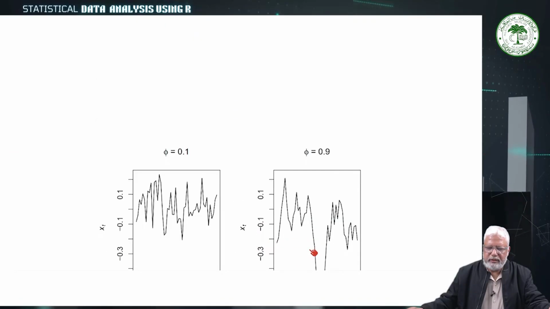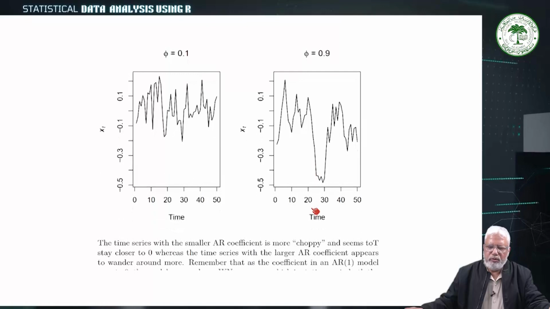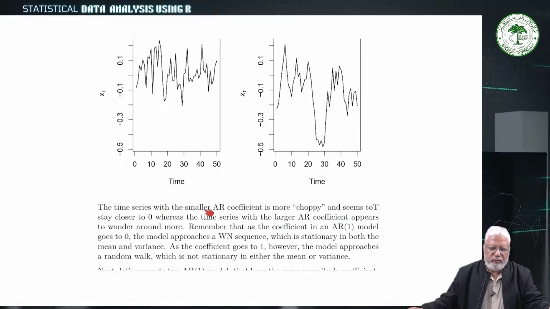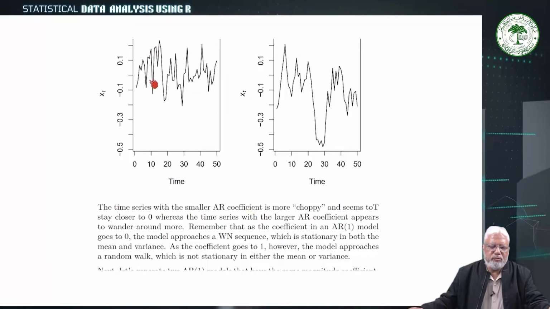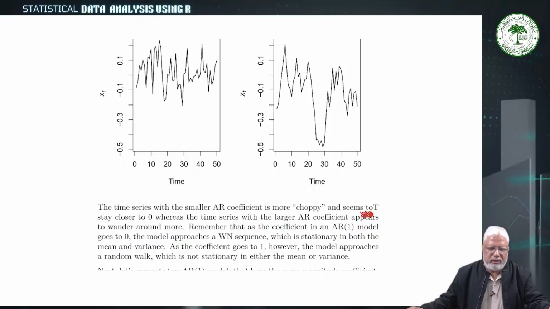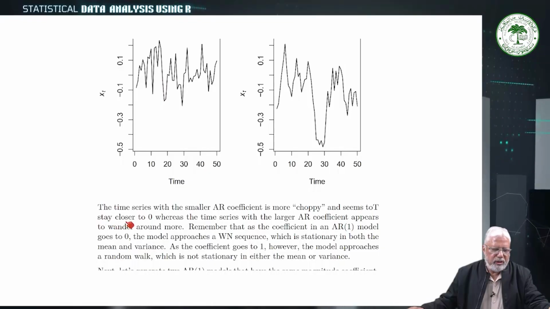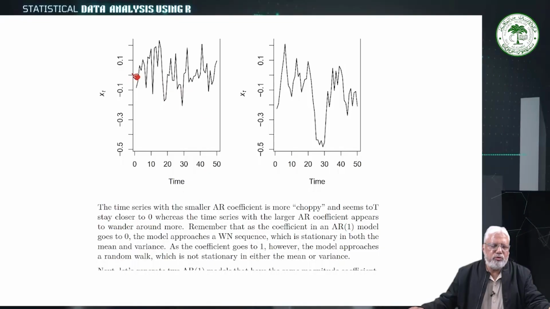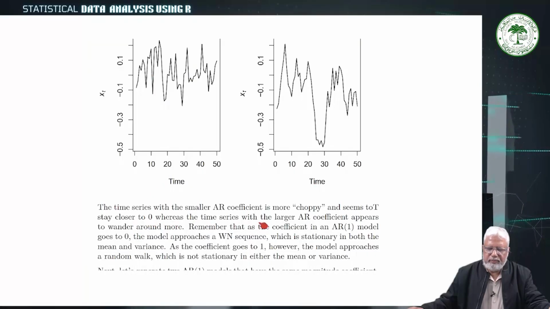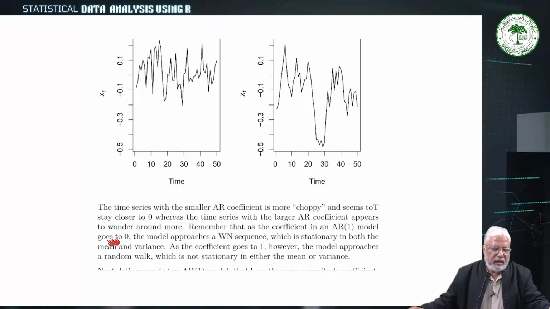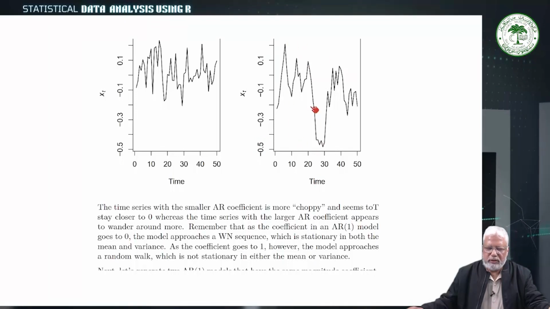So these are the graphics. See here, the time series with the smaller value of AR coefficient is more choppy and seems to stay closer to 0, whereas the time series with the larger AR coefficient appears to wander around more.